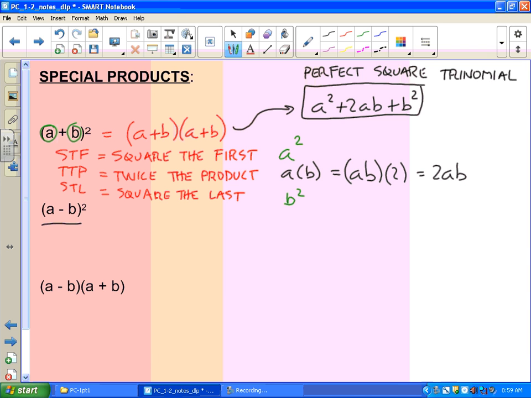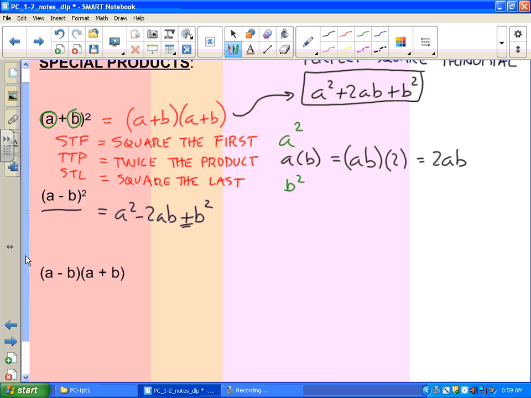And with a minus b quantity squared, the only thing that we're going to change is, instead of a squared plus 2ab, this is going to become a squared minus 2ab plus b squared. We always have plus b squared at the end, because if you take a negative b and you square it, you're going to get positive b squared. So those are both perfect square trinomials.